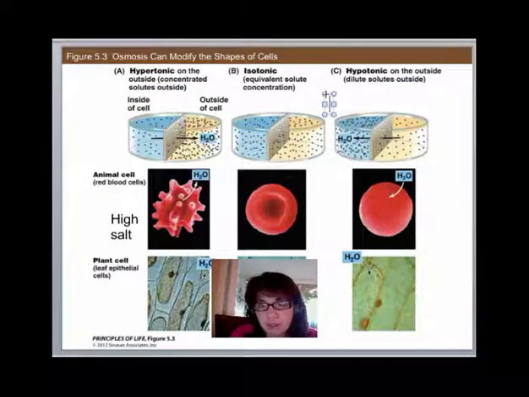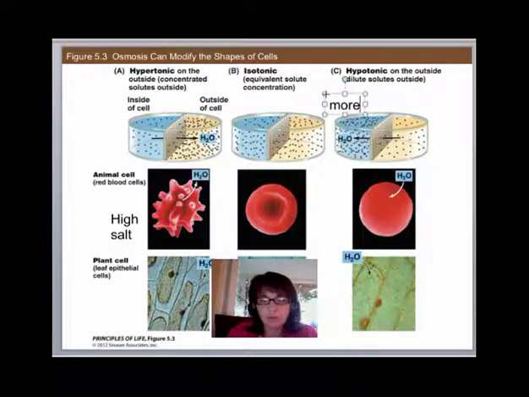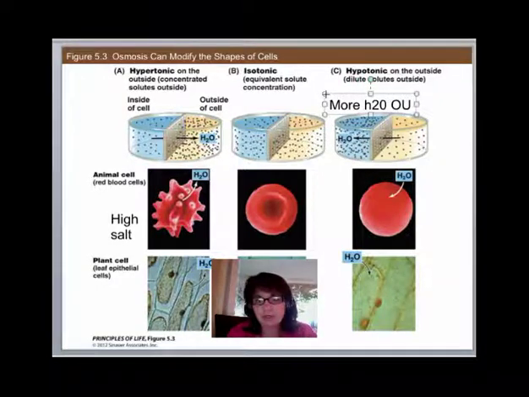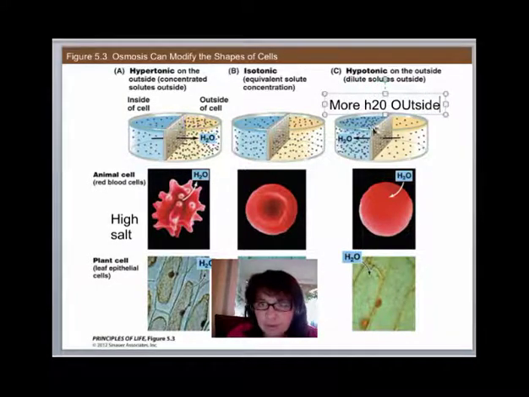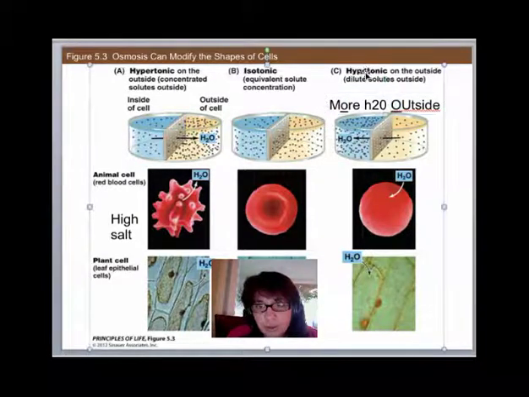In the hypotonic environment, so it's hypotonic outside the cell, it means there is more water, or H2O, outside the cell. And I'm going to try to highlight the O's here. O's. And hypotonic has an O in it. So in a hypotonic solution outside the cell, there is more water outside the cell, so it wants to go in to reach equilibrium. So it puffs up your red blood cell.